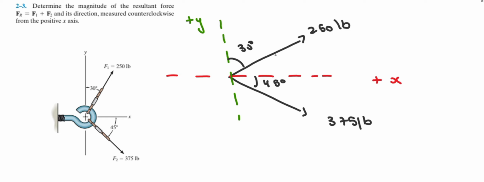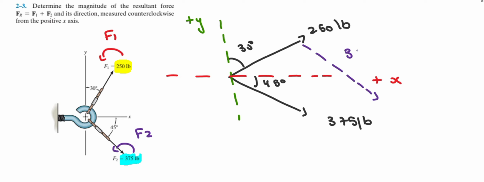The question says we are going to find the resultant vector, and for that our first step is to apply the head to tail rule, which is to put the tail of the second vector on the head of the first vector. According to our diagram, the 250 pound force is F1, and the 375 pound force is F2. So we put the tail of F2 on the head of F1 like this.